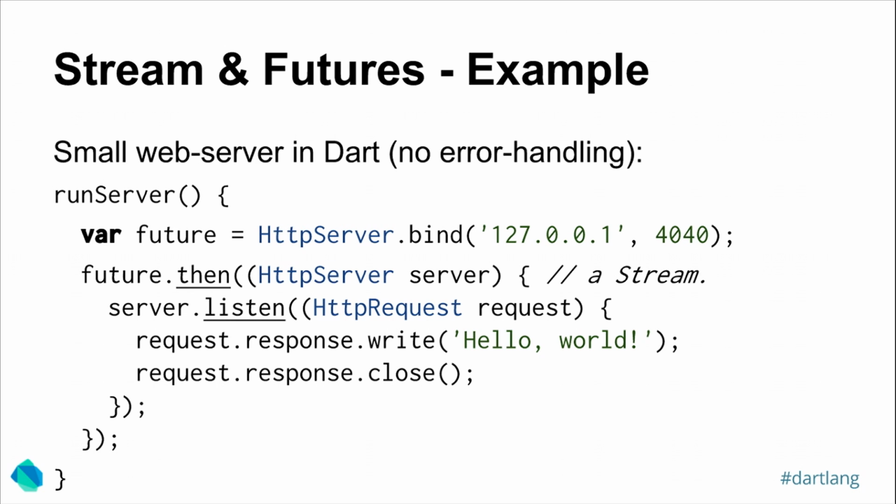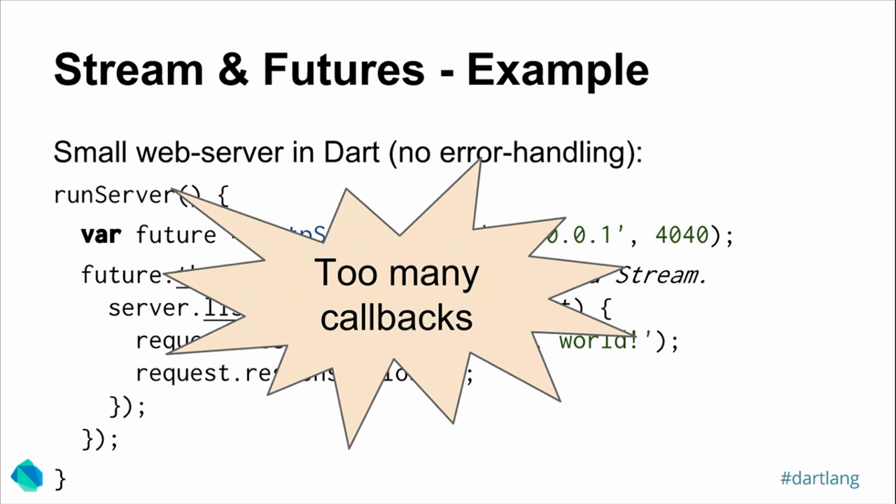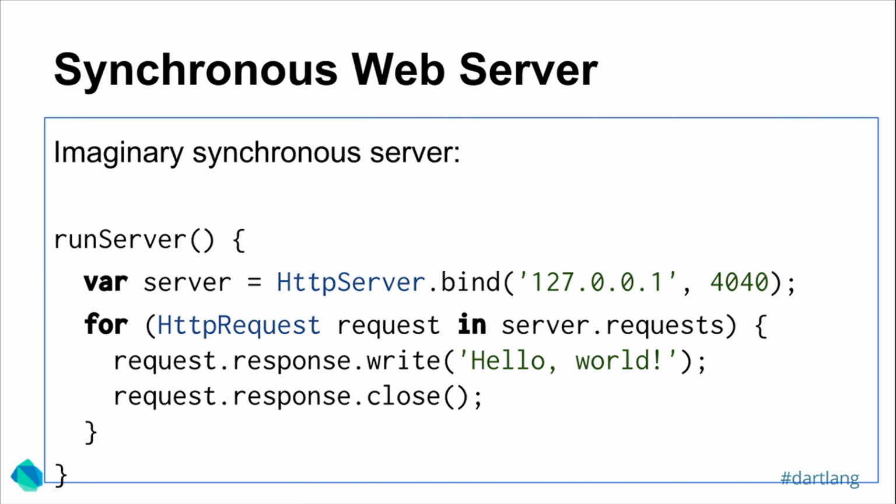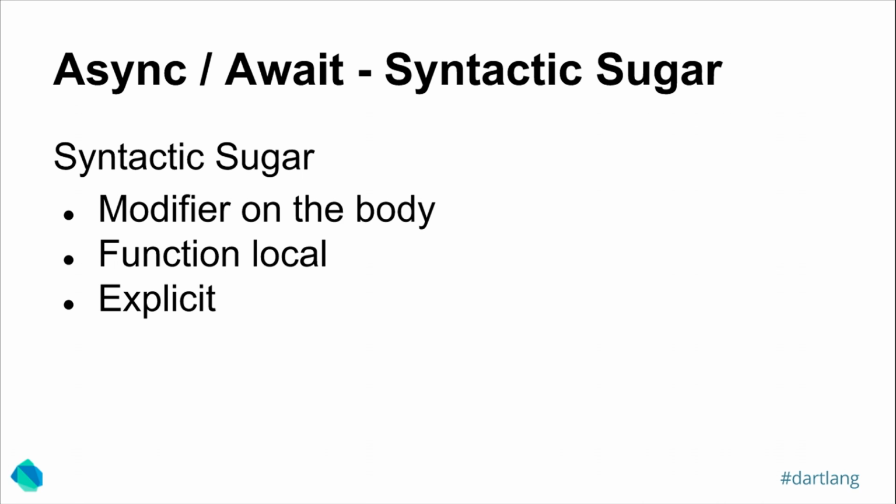So instead of having the .then, we would have pushed the callback directly to the bind, but really it wouldn't have changed a lot. So there are still too many callbacks. We like the futures and streams, they're great, but there are still too many callbacks. And what we would like to have is something like this imaginary synchronous server, where we say, bind this to the server, bind the server, and once you're done, give me the server back. And then I run through all the requests, and I just handle them, and it just looks very nice, synchronous, straightforward, straight line code. And async await kind of tries to get there.